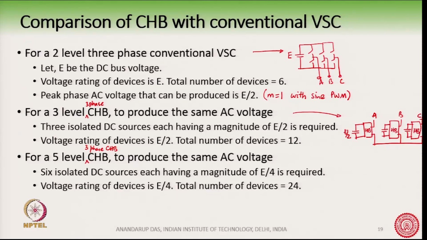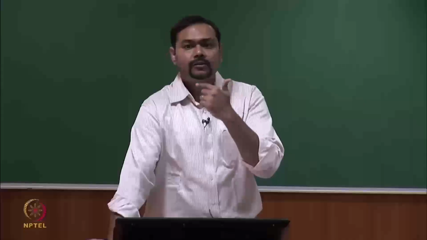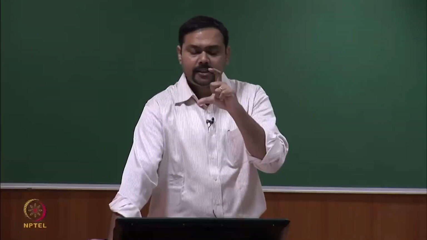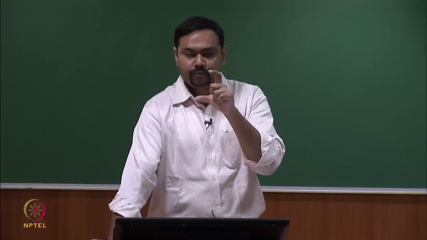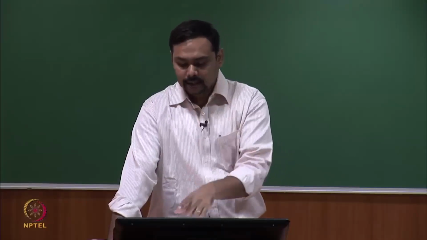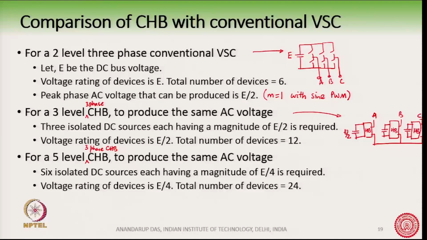Why? Because we know that it produces 3 levels. So, it will be producing plus E by 2, 0 and minus E by 2, which means that the peak to peak magnitude is E, and if this is the same as this E here, then the AC voltage also will be the same. So, this CHB here can produce the same AC voltage of peak value E by 2.